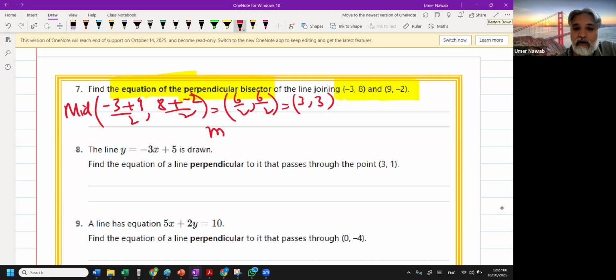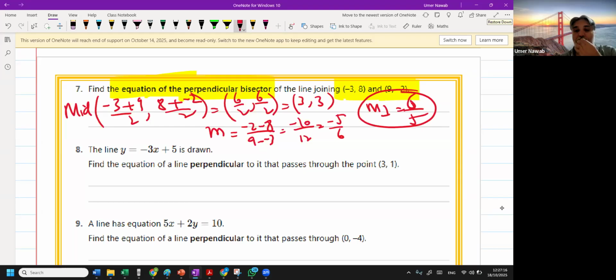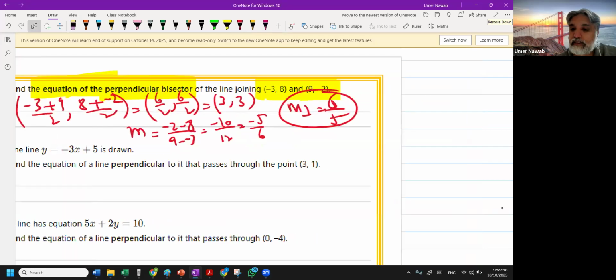What is the gradient of this line? So minus 2 minus 8, over 9 minus minus 3. So minus 10 over 12, or I will get minus 5 over 6. What is the gradient of a perpendicular? 6 over 5. That is a negative flip. Now I'm ready to find the equation of a perpendicular bisector. y is equal to 6 over 5 x plus c.